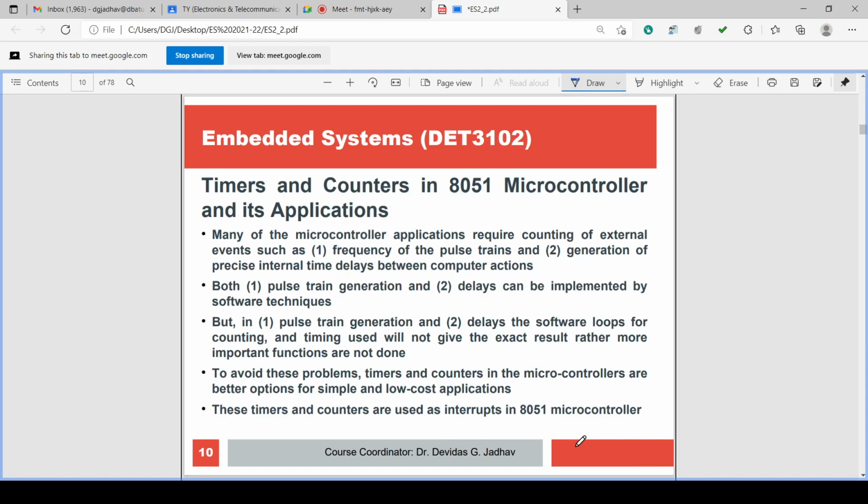After these arithmetic and logic instructions, we will check the timers and counters in the 8051 microcontroller and its applications. As we know, internally in the microcontroller, timers are there, which are very useful for delays in execution.